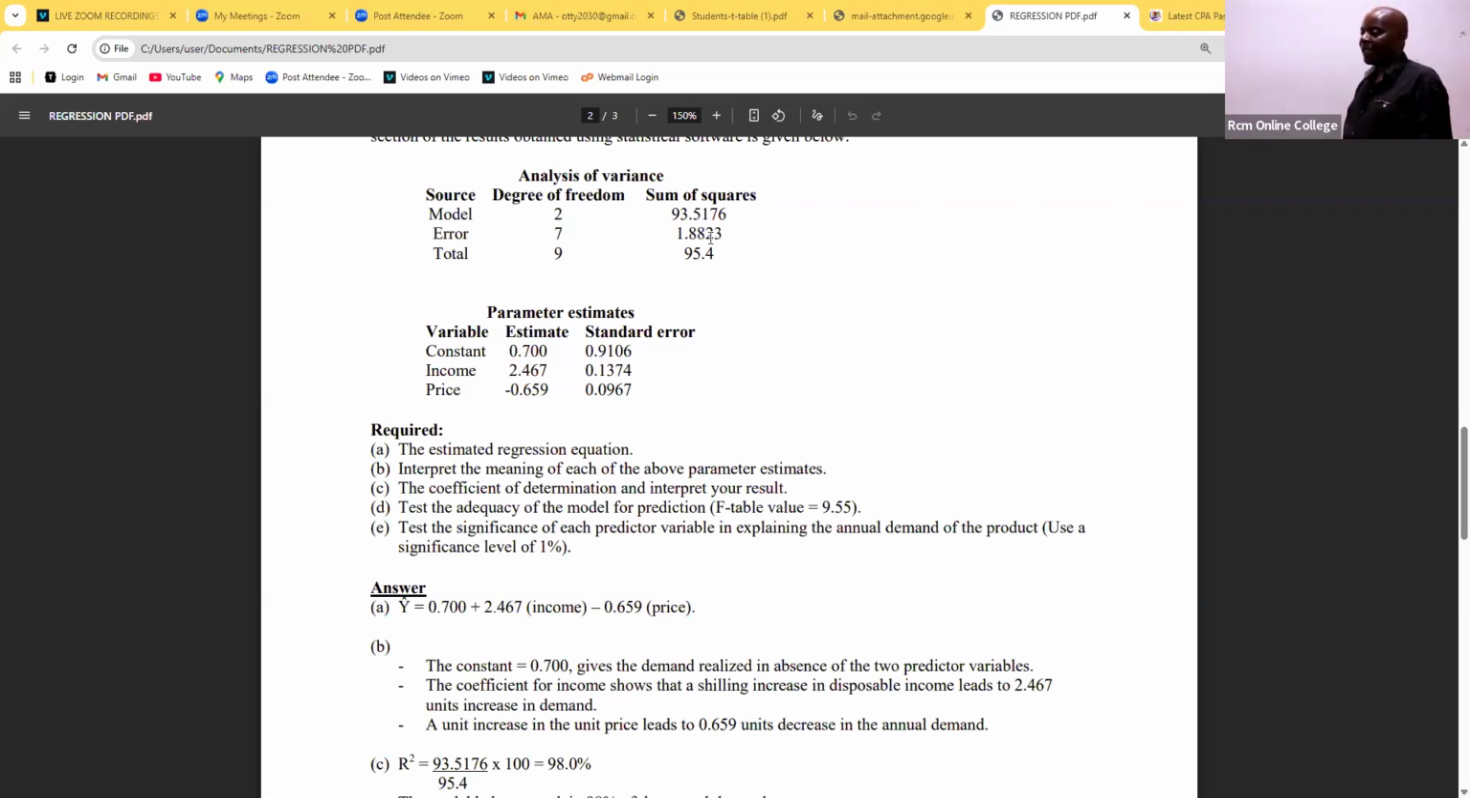E, test the significance of each predictor variable. They want me to get the T values. Get the T from the T tables, and then I get the T ratios myself. So I have to get the T ratios from the coefficient divided by the standard error. So I believe, ladies and gentlemen, this being our day one, that can be your homework.